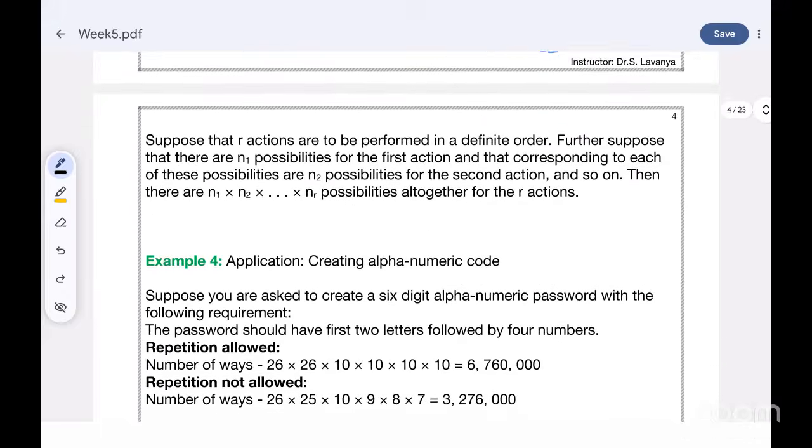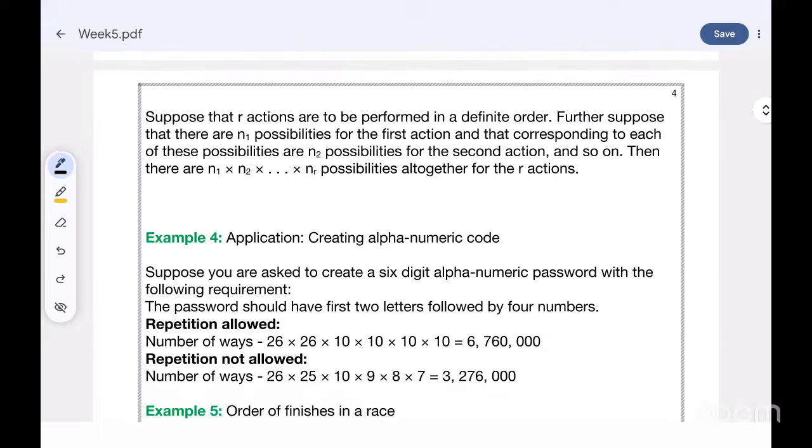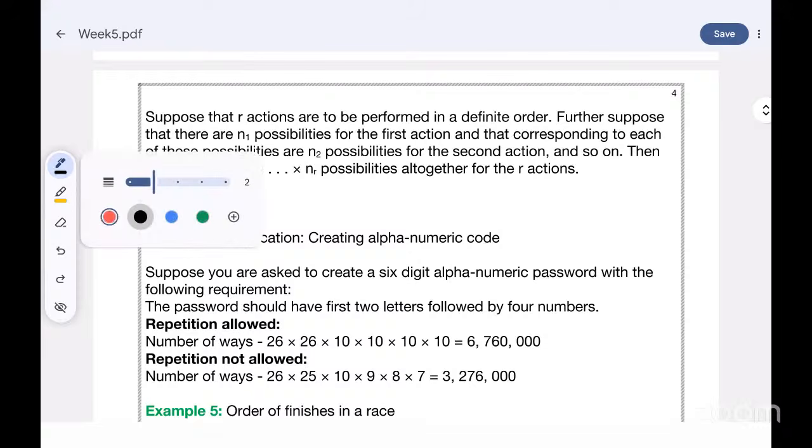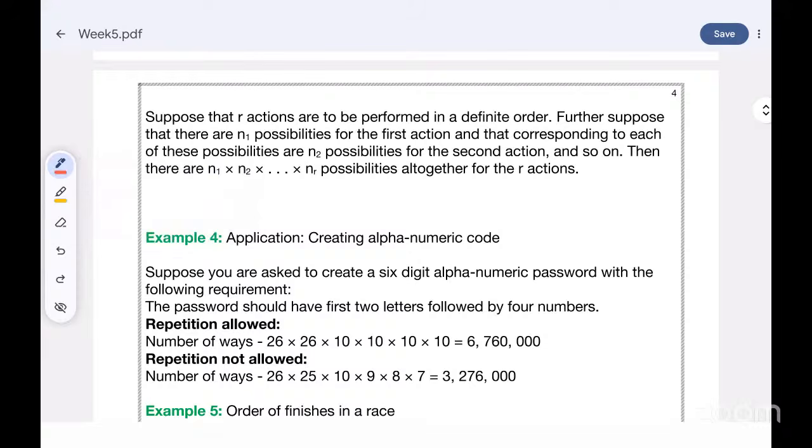So here the summary is that suppose all actions are to be performed in a definite order. Further, suppose that there are n1 possibilities for the first action, and that corresponding to each of these possibilities there are n2 possibilities for the second, and so on. Then there are n1 into n2 into nr possibilities altogether for the r actions.